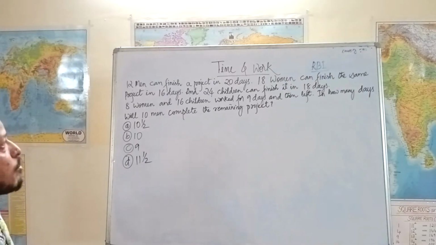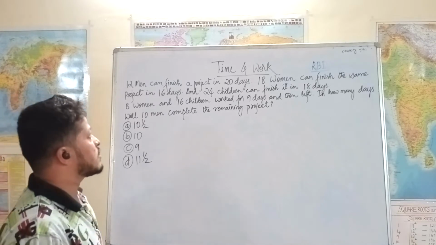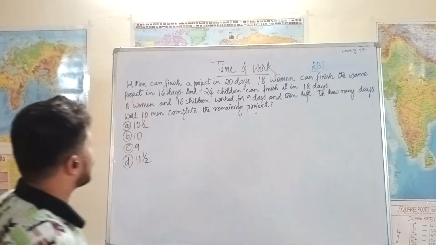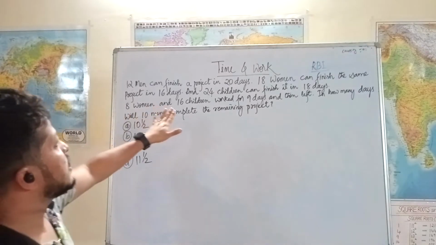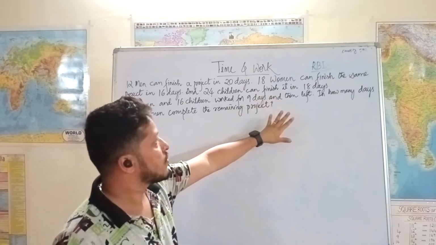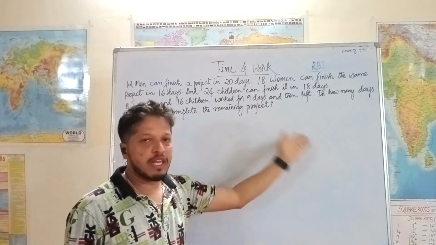12 men can finish a project in 20 days. 18 women can finish the same project in 16 days. 24 children can finish it in 18 days. Now, 8 women and 16 children started the work and they worked for 9 days and then left. In how many days can 10 men complete the remaining project?